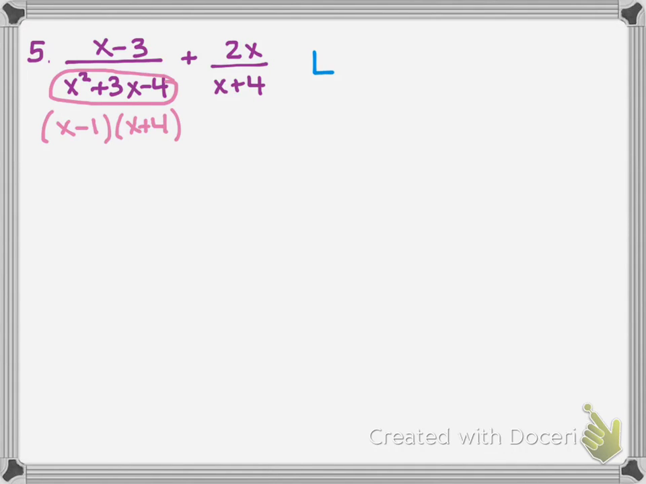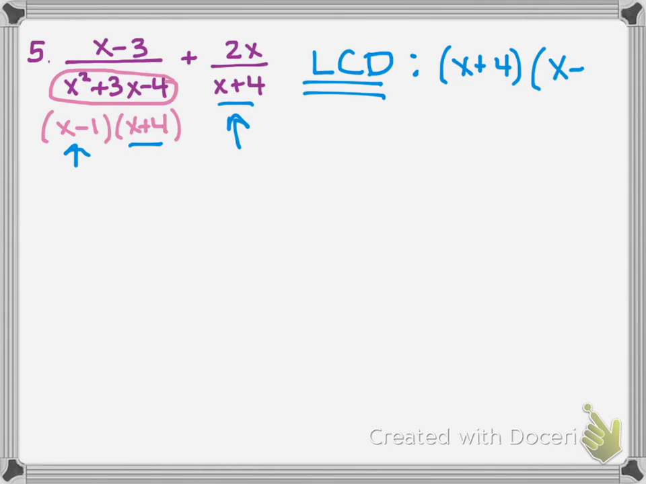Now we can identify the least common denominator. Looking at both of these fractions, they both have an x plus 4, so that's good. Then we notice the one on the right here doesn't have the x minus 1. So that's what it needs. Therefore, our LCD is x plus 4, which they both have, and x minus 1, which we need to now create them both having.